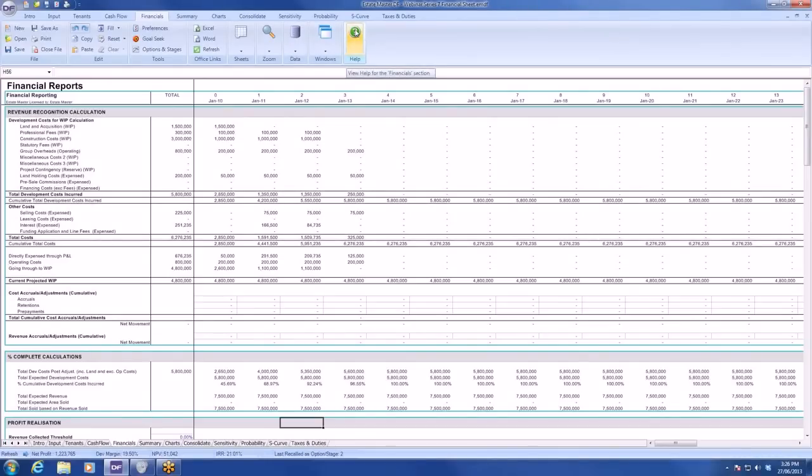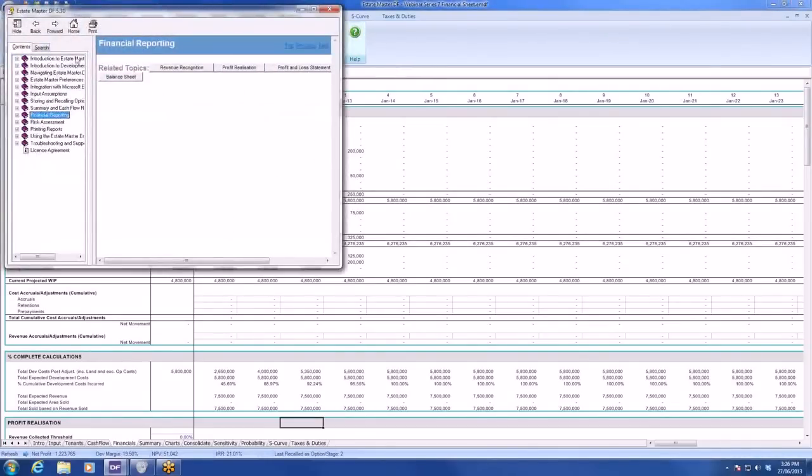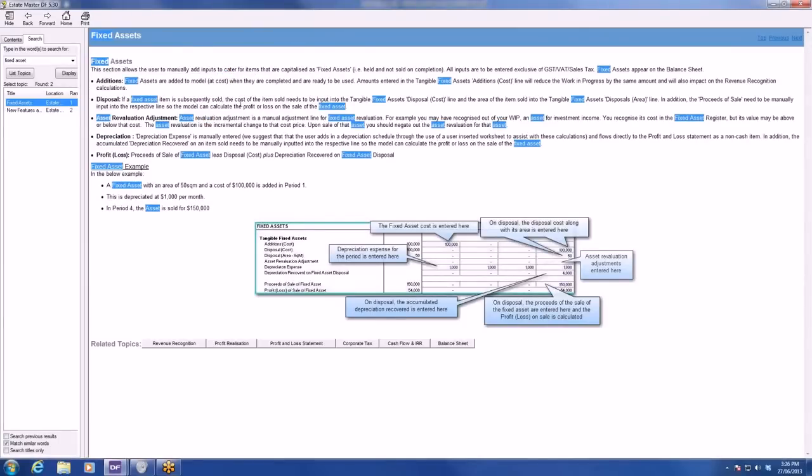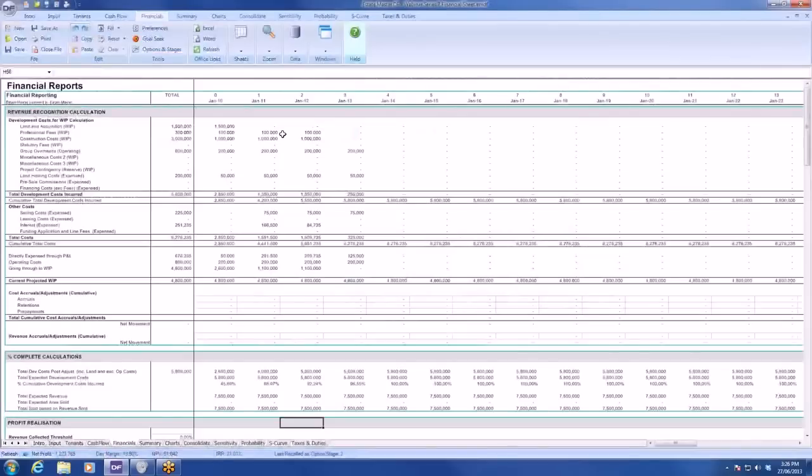By the way, don't forget that you've got the help function here. The trouble is you've got to know what you're looking for, but if I was looking for fixed assets, it does actually have a case where it says this section allows the user to manually add in and cater for the items that are capitalized as fixed assets, held and not sold on completion. All inputs are exclusive of GST or VAT. So again, you can have a look at this in the help file as well.